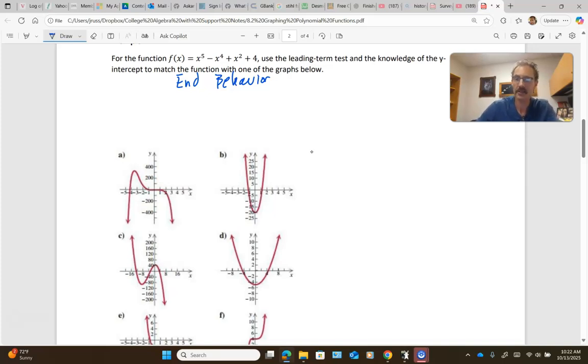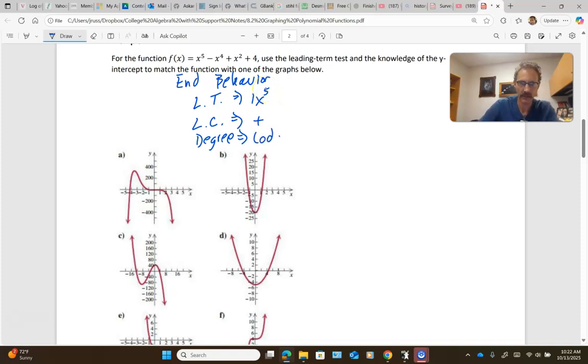Well, that hinges upon the leading term, right? The leading term is x to the 5th. So the leading term is x to the 5th, which means the leading coefficient is an understood 1, which is positive, and then the degree is 5, which is an odd number.